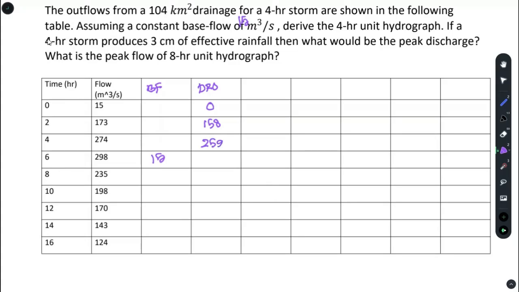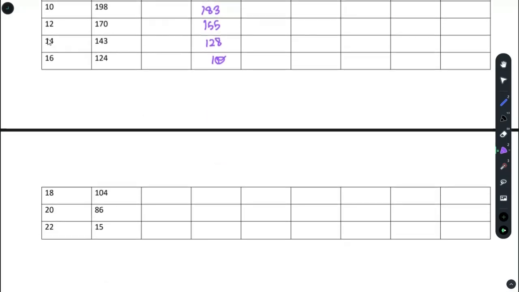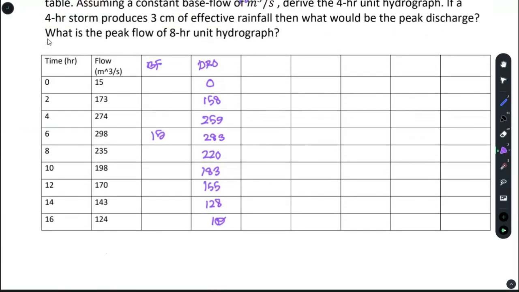259, 283, 220, 183, 155, 128, 1. I have a few more: 109 and 89, 71, and that would be 0. So these are my direct runoff values.